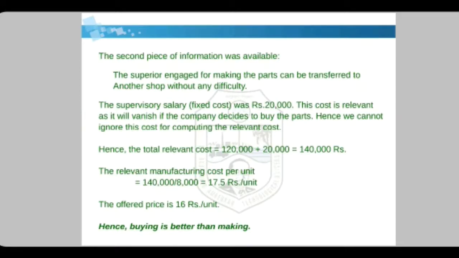So, the total relevant cost will become 1,20,000 plus this 20,000, that is supervisory cost, and it will become 1,40,000 rupees. So the relevant manufacturing cost will be 1,40,000 divided by 8,000 parts, equal to 17.5 rupees per unit. So the offered price is 16 rupees per unit. Hence, if we are considering the supervising cost as relevant information, then in that case buying is better than making.